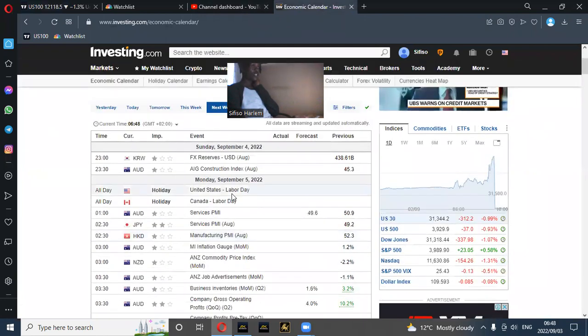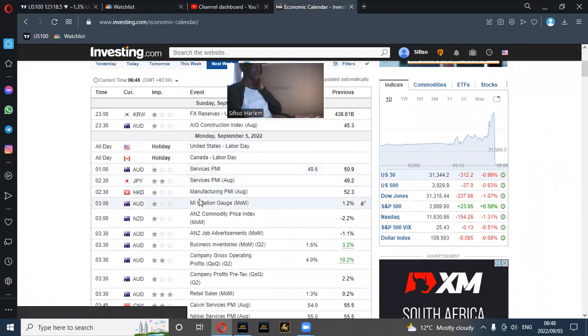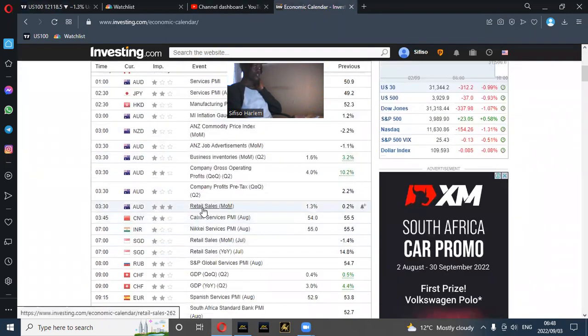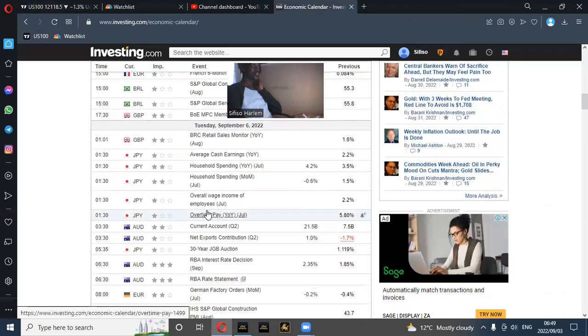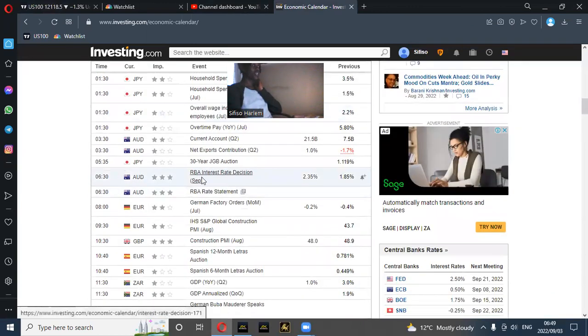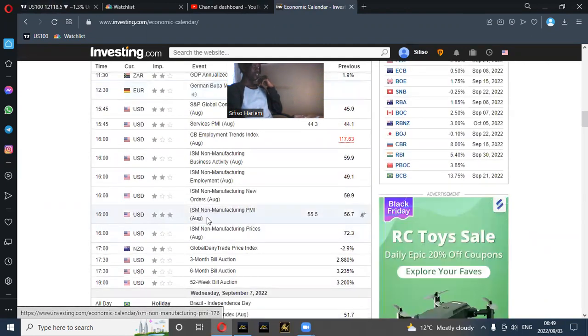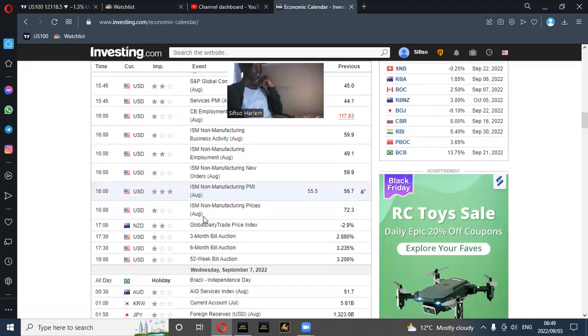So looking at our fundamentals before we end the session, we're having Labor Day on Monday for the dollar. I might not trade, but we're having retail sales for the AUD, and we're having composite and services PMI for the pound. On Tuesday, we're having RBA interest rates for the AUD, construction PMI for the pound, and non-manufacturing PMI for the dollar later that day.